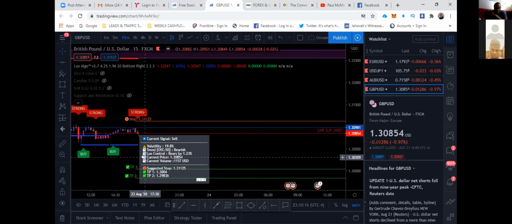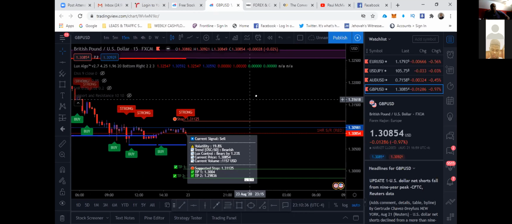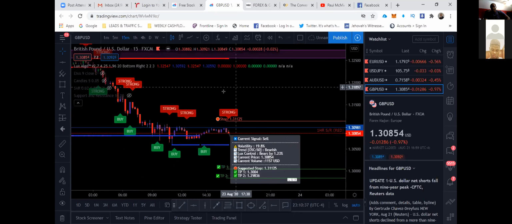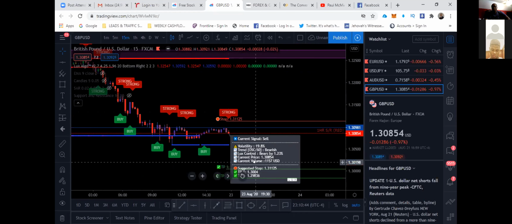Look at the volatility, look at the trend, look at who's in control, the bears by 2%, and it lays out the stop loss and the take profit for you. So if Chris decides to jump into this sell trade, when the market opens up, he's probably going to cash in some big bucks. So his analysis was very, very good. He marked it up great.